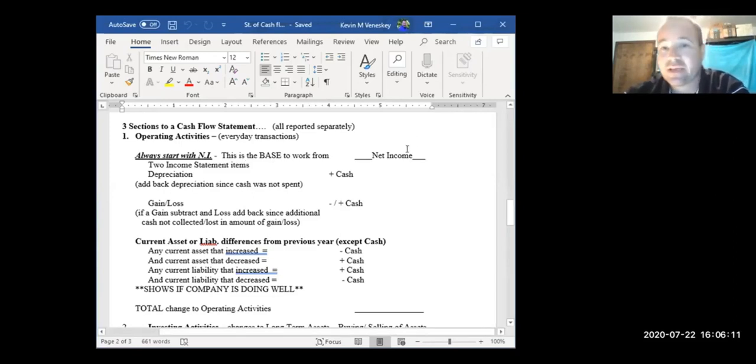Okay, so when we start out with net income, there are two things we're always going to look for on the income statement, just two. And then for the rest of them, we're going to go to the balance sheet, the comparative balance sheet. First thing, these two things never involve cash. Their journal entries do not involve cash, or at least they're part of it.